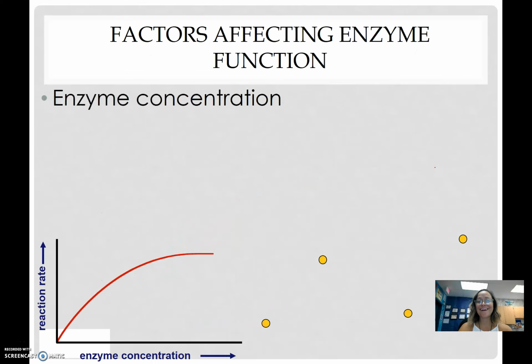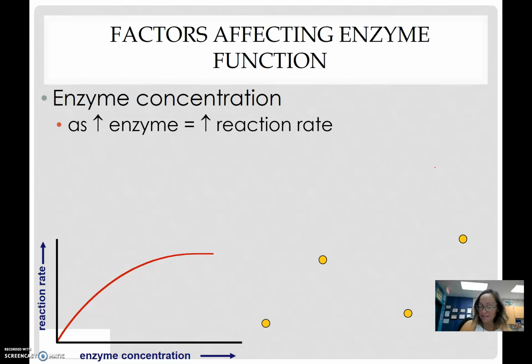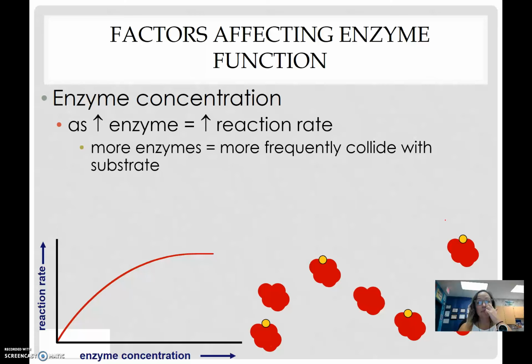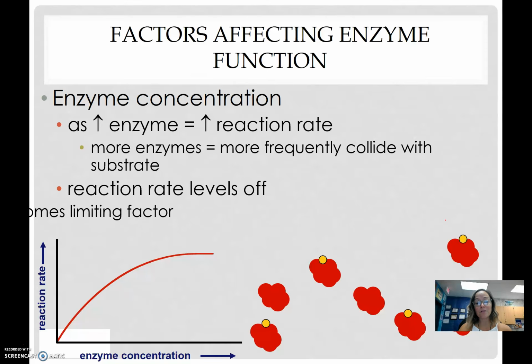When we look at enzyme concentration, let's pretend these yellow dots here are substrate. As the amount of enzyme increases, the reaction rate increases. As we increase the amount of enzymes, we increase the likelihood that a substrate will collide with an active site. Here you can see on this last enzyme that appeared, it just so happened to make connections with the substrate. So as you increase the enzyme, you increase the likelihood that it will collide with a substrate molecule.